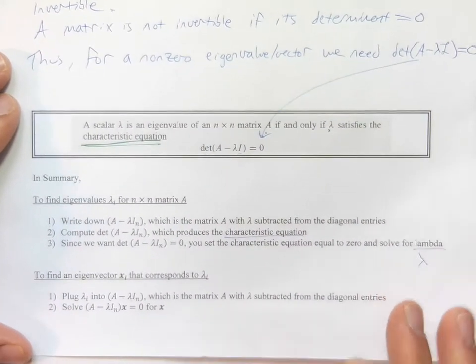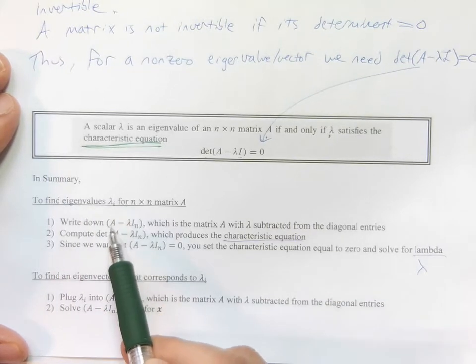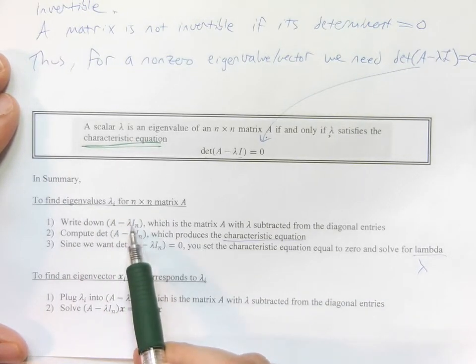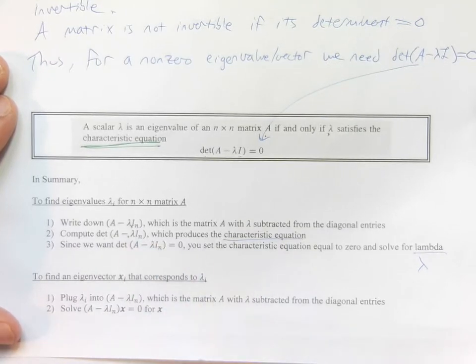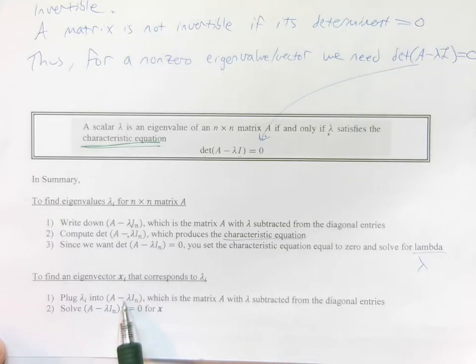It says if we want to find an eigenvalue, you write down the matrix A minus lambda I, you take the determinant of that matrix, which is going to give you the characteristic equation, and then you set that equation equal to 0 and solve. Then to find the corresponding eigenvector, you plug lambda back into A minus lambda I, and then you solve the homogeneous equation A minus lambda I x equals 0 for x. There will be a free variable involved, because otherwise we'll get the trivial solution.